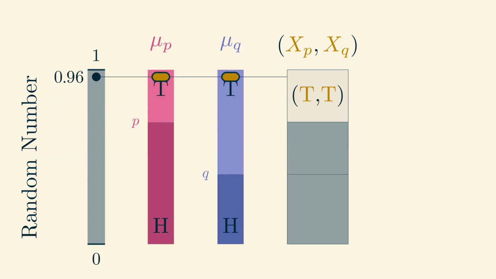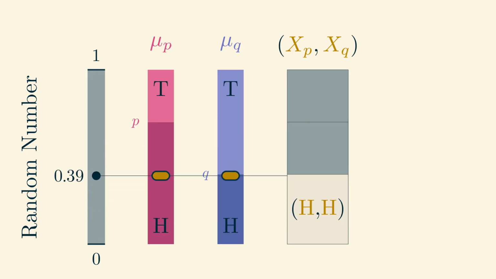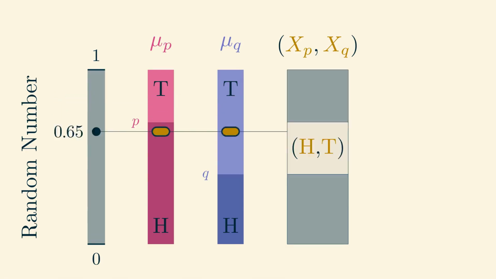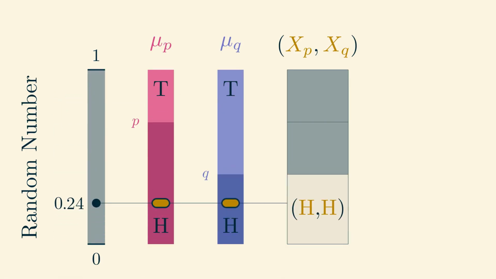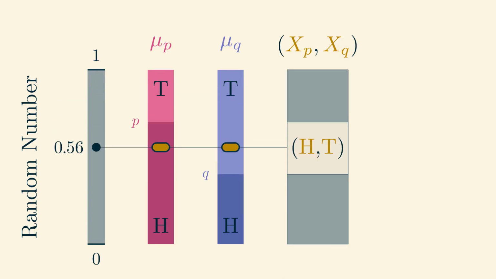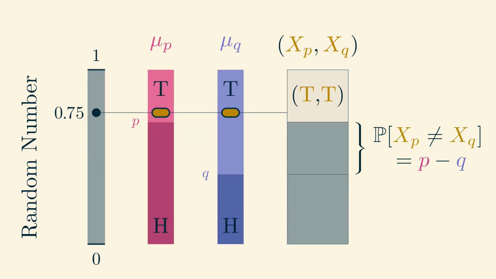This gives a coupling between the two coins, a way to flip them both at once, but now they're not independent because they're simulated using a common source of randomness. Now let's calculate the probability that the two coins are unequal under this coupling. First, if the random number is less than q, then both coins come up heads, and if the number is greater than p, then both coins come up tails. So the only time they disagree is when the random number is between q and p, and the probability of this happening is p minus q. By previous calculations, this is the total variation distance between the two coin flips, and so we know that we've found an optimal coupling this time.